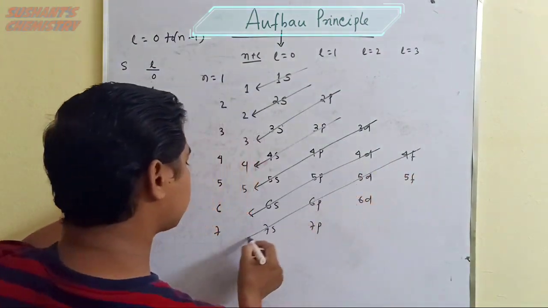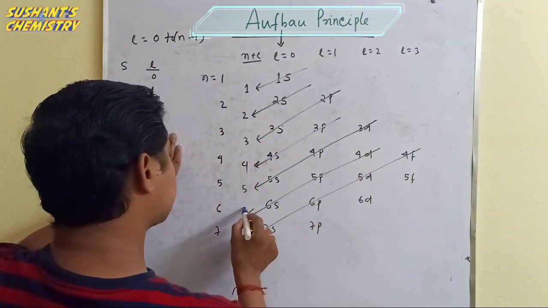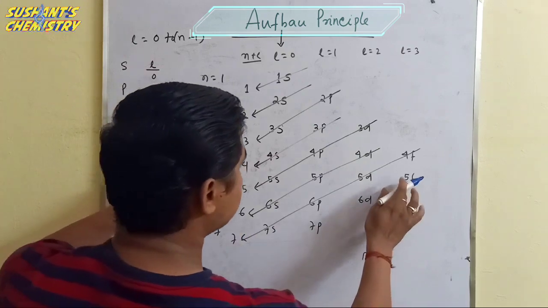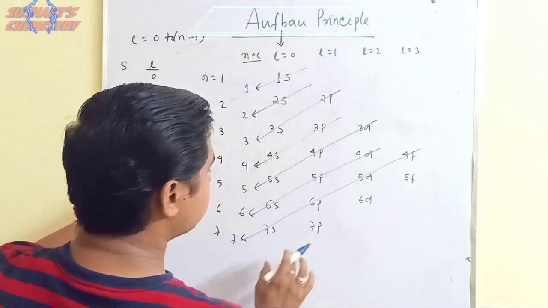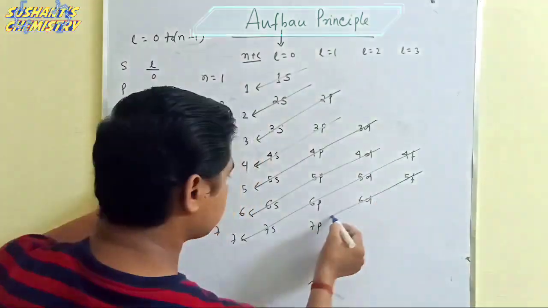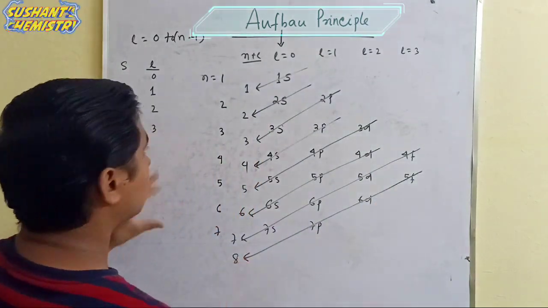Similarly, we have 8: 5 plus 3 is 8, 6 plus 2 is 8, 7 plus 1 is 8. That is 8.